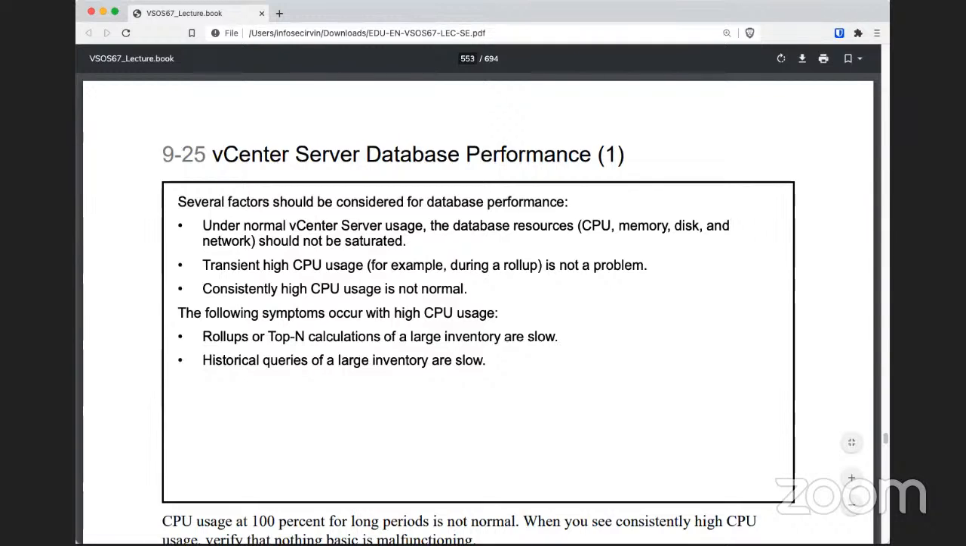Under normal vCenter server usage, your resources like CPU, memory, disk, and network should not be saturated. There is going to be some transient high CPU usage during a rollup or an update. Those are not a problem, but consistently high CPU usage is not normal. Again, things to worry about if you have a database separate from vCenter.